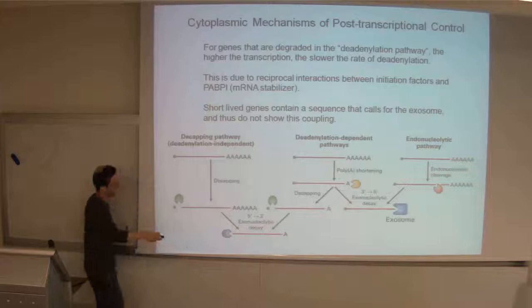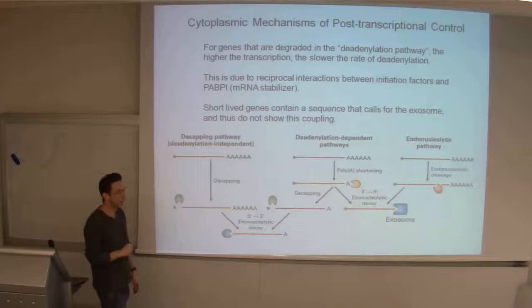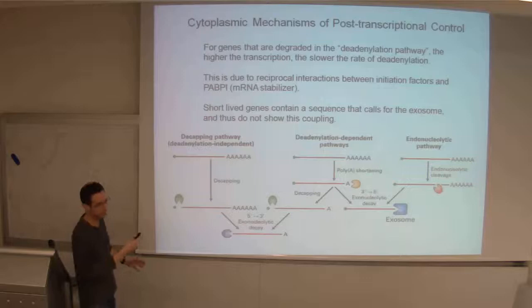Indeed, some mRNAs have to have the red curve because there are mitotic cyclins which have to be transcribed and then cleared from the cell very rapidly. Or in the synapse, some examples also exist. So these are the three degradation pathways in the cytosol, and a bit about the link between them.